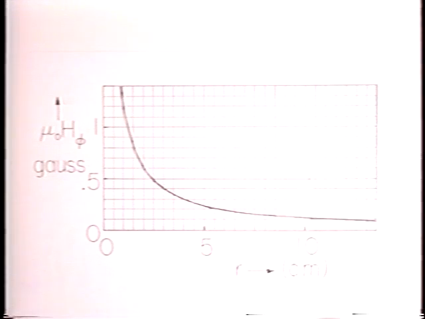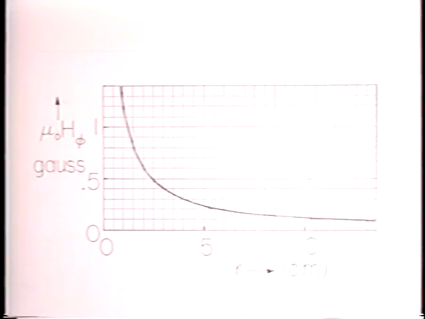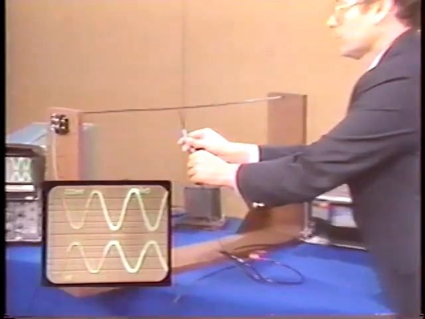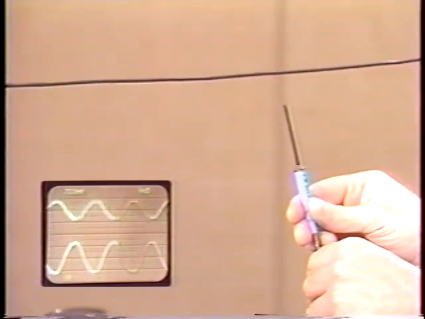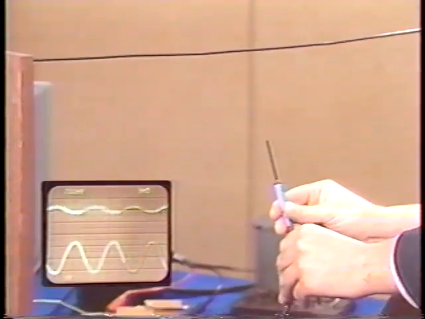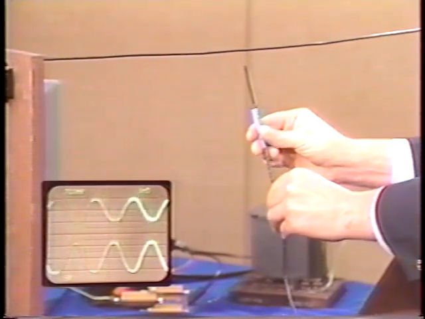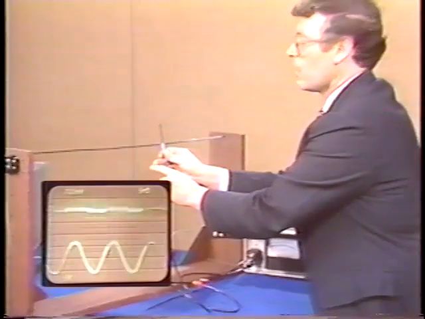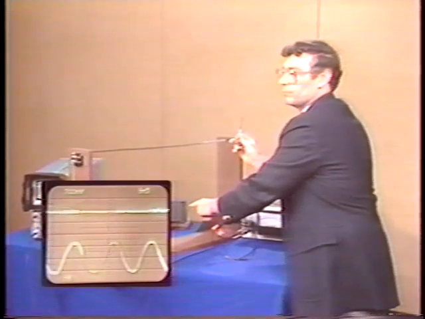For a current of 6 amps, Ampere's integral law predicts this 1 over r radial dependence for H sub phi. Our measurements are limited to distances r small compared to the distances to the end of the wires or to the return wires below.